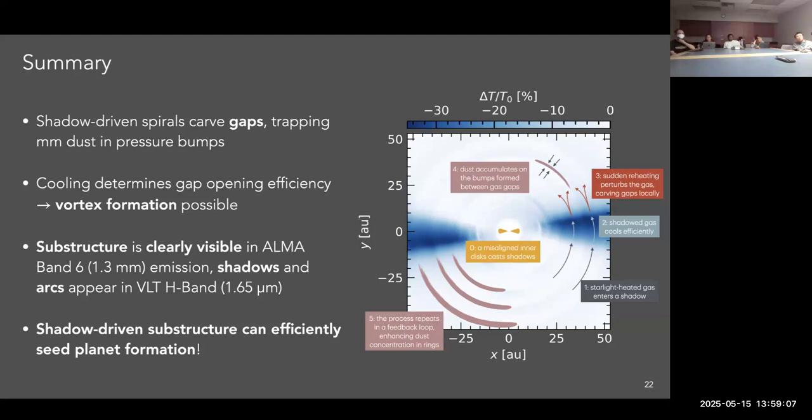And this can actually drive rings, even vortices, and both of these should be visible in both ALMA and maybe in H-band with scattered light observations. And this is quite cool because you can actually drive planet formation there. These could be sites of streaming instability as time goes on.